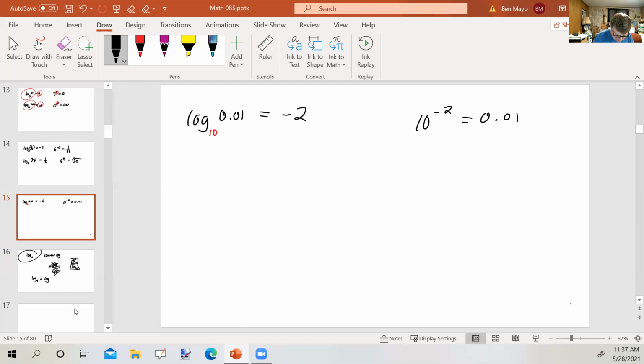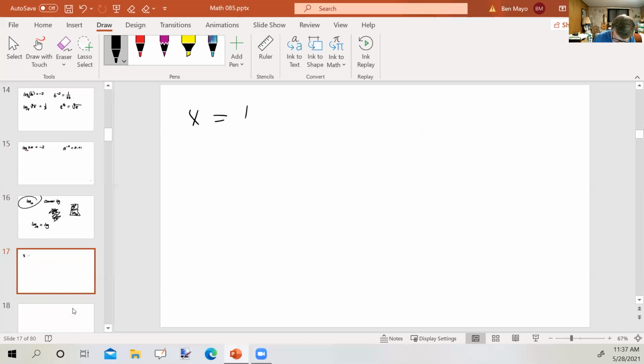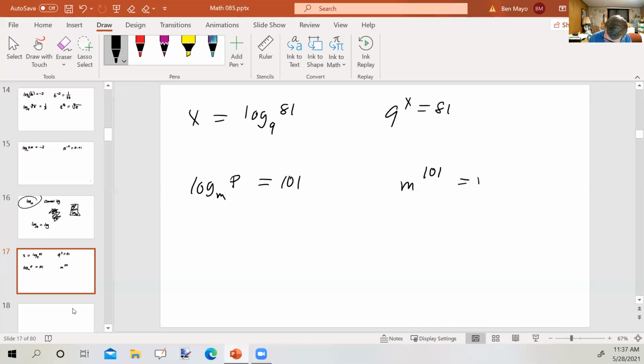Let's see here. X equals log base 9 of 81. So that would be 9 to the x power equals 81. They're not asking us to solve for x yet. They're just asking us to change from one form to the other. And finally, log base m of p equals 101. So m to the 101 power equals p. So there's examples of changing from logarithmic equation form to exponential equation form.